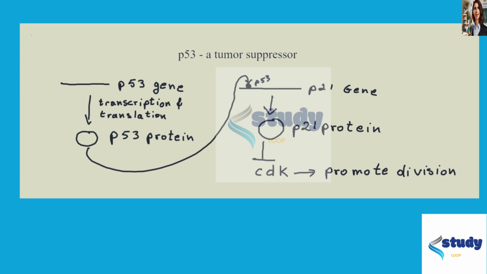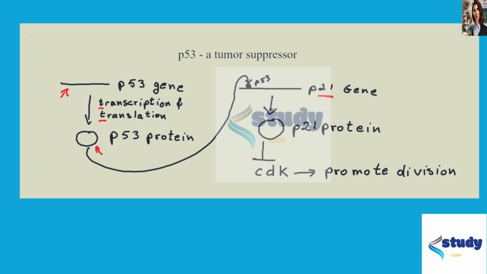And like all genes, the P53 gene encodes for some sort of protein. That gene undergoes transcription and translation in order to produce the P53 protein. The P53 protein is itself a transcription factor, and it is a transcription factor for the P21 gene. I know it's a lot of acronyms, but just follow along, okay?